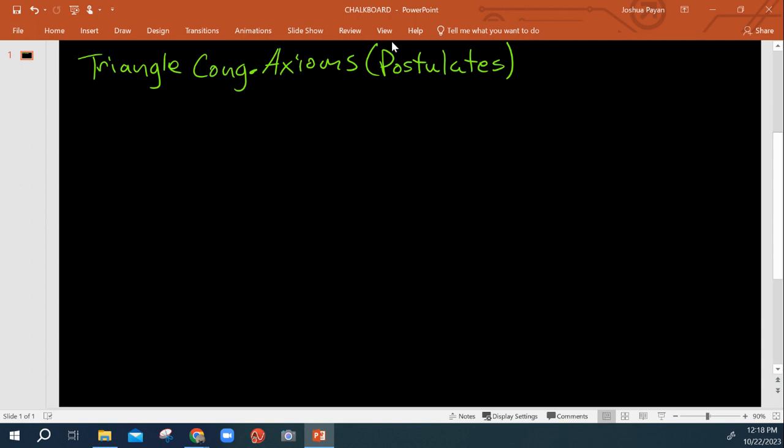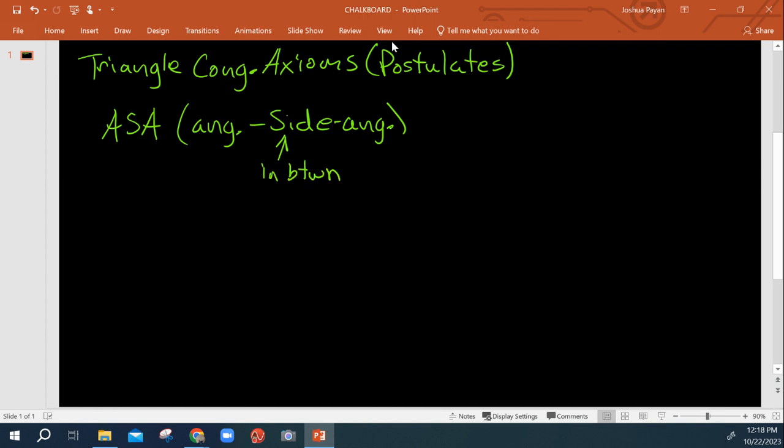Okay, so the first one is what we call ASA, or angle-side-angle. It's important to remember here that when we say angle-side-angle, we mean the side in between. Or you'll hear some other teachers or math books call it the included side.